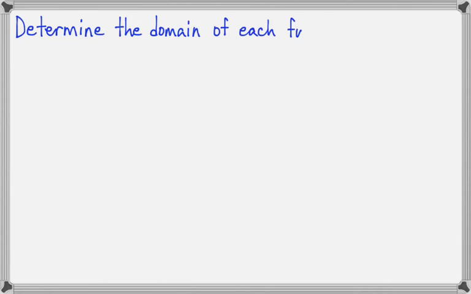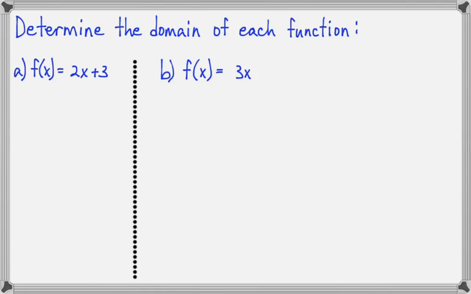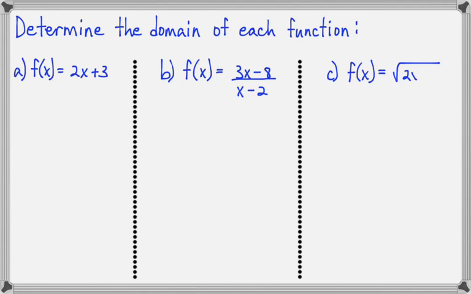Now let's determine the domain of each of the following functions. The first function is 2x plus 3. It does not have a denominator and it does not have a radical. Therefore, there's nothing that x cannot equal, and the domain will be negative infinity to positive infinity.